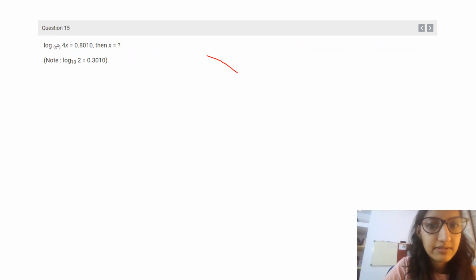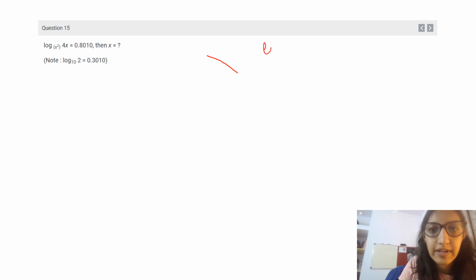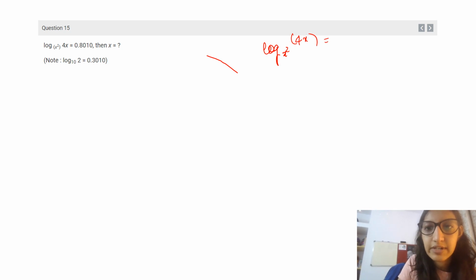Let's start with this. So this we need to simplify. Log x square, this is 4x, is equal to 0.8010.